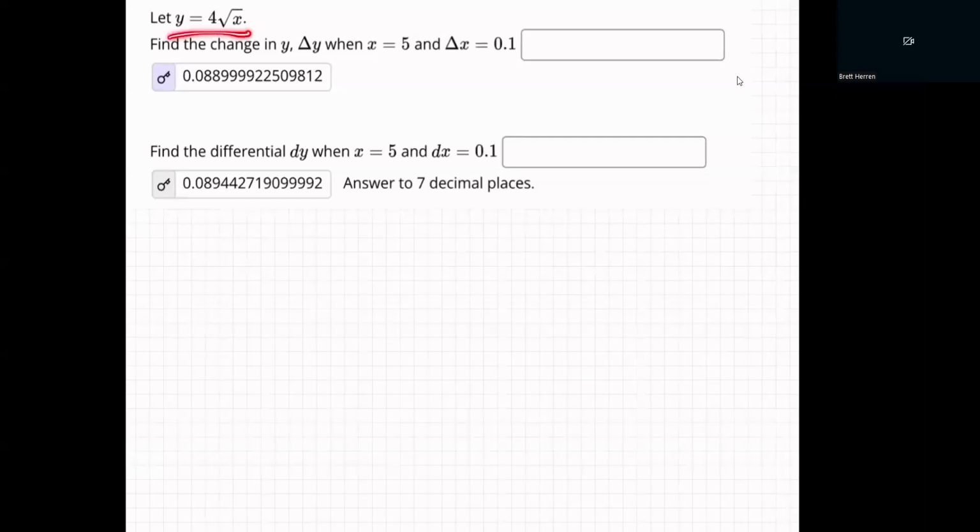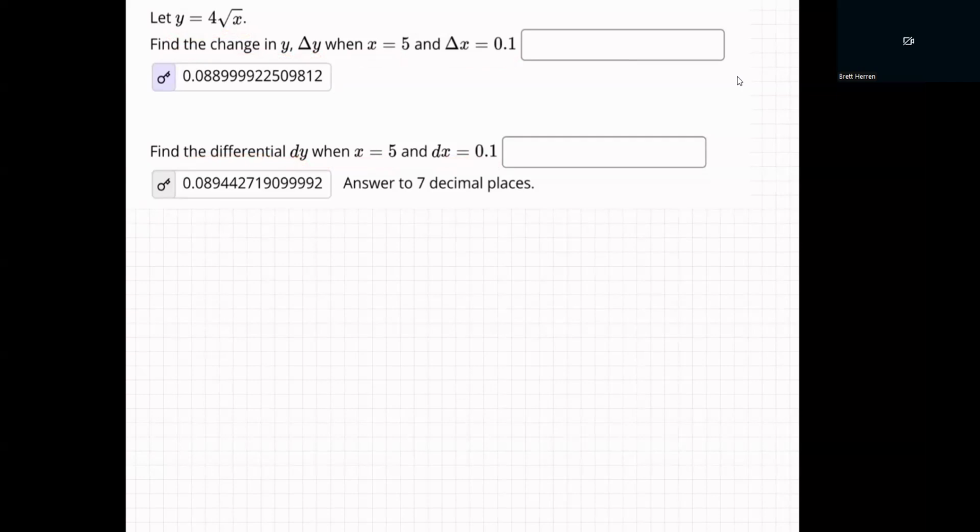On this problem, we have the function y equals 4 square root of x, and we're supposed to find the change in y, delta y, when x is 5 and delta x is 0.1, and then find the differential dy when x is 5 and dx is 0.1. Okay, what are we talking about?